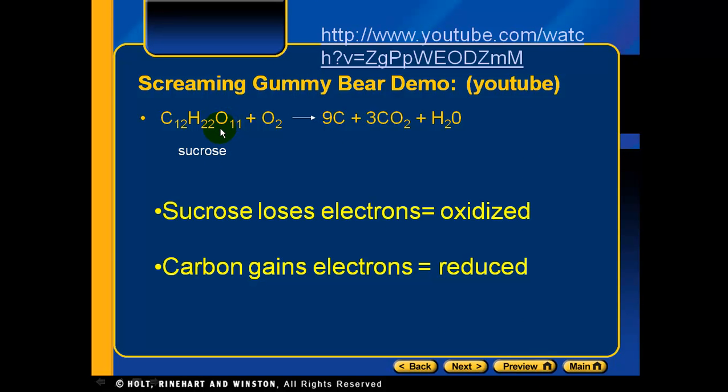Carbon gained electrons, and that was reduced. And that finishes our second section of chapter 2.